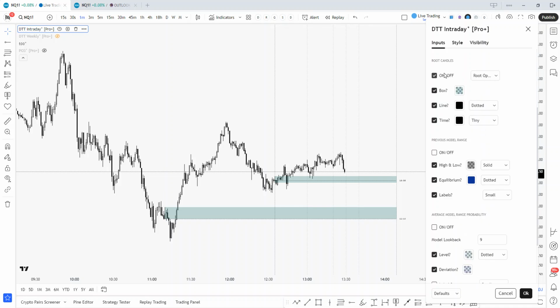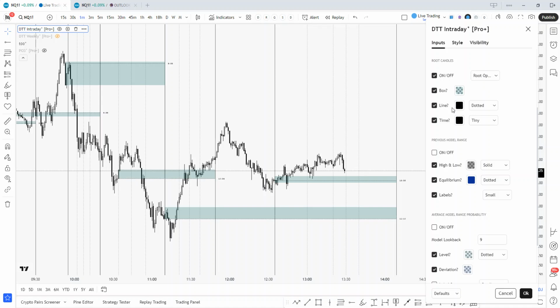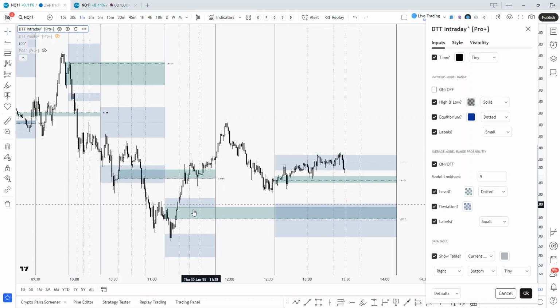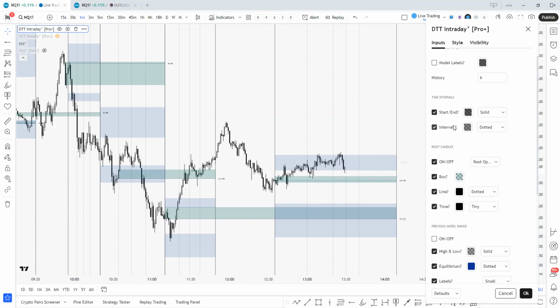And then I like to have the root candles on, root opening price. I keep this on when I'm looking for soups or continuation trades. And then average model range, I like to have this on as well. But I highly suggest having the intervals on. You can see the pivot times there if you're brand new to this.